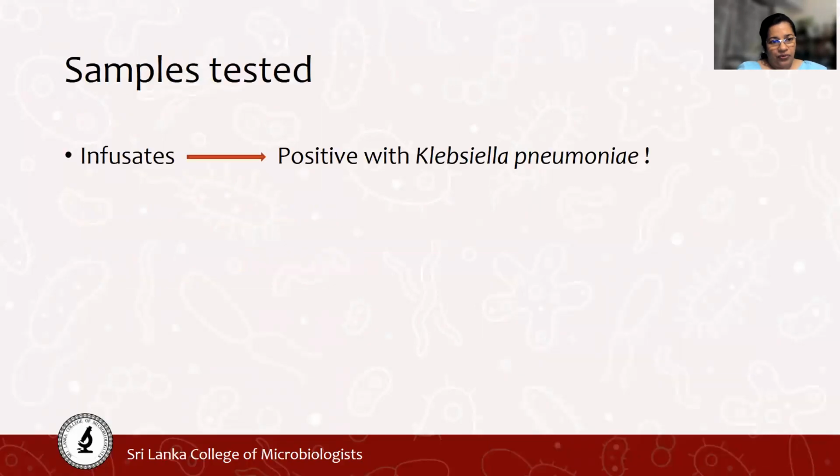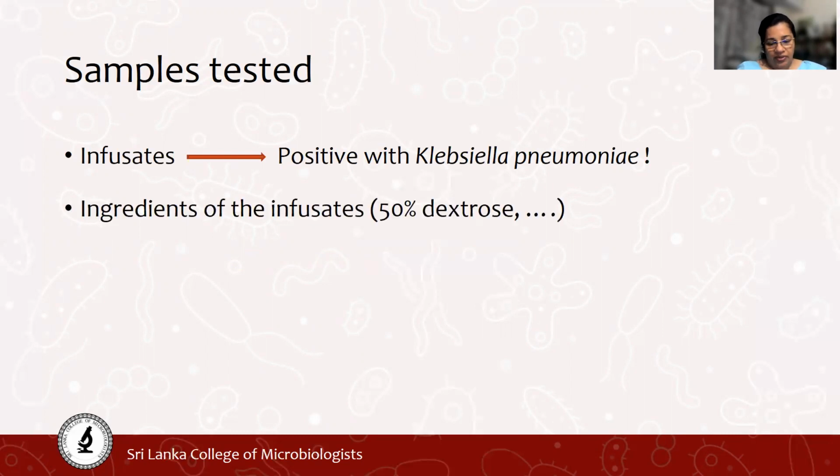Sample tested, infusates, positive with Klebsiella pneumoniae. Obviously, you can see infusates getting positive with organisms, and infusates are given to the babies, neonates. And then we tested each and every component of the infusate, 50% dextrose and others. We couldn't find any organism in the neat components. Then how? That means during the preparation.